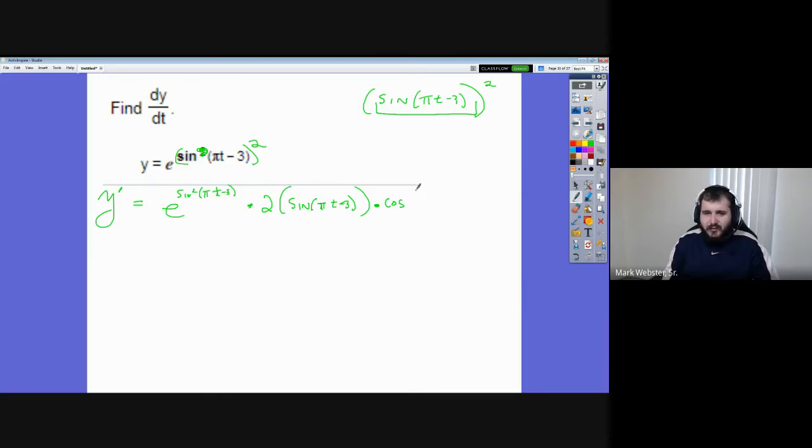Derivative of sine is cosine. Don't change the inside. We have one more to do, right? We still have what's inside here, pi t minus 3. Well, what is the derivative of pi t minus 3? What's the derivative of pi t? Pi is a number, right? 3.141592654, whatever. So this is just 3 point something times t, so the derivative is just 3 point something, and then that part's 0, so it's just pi.